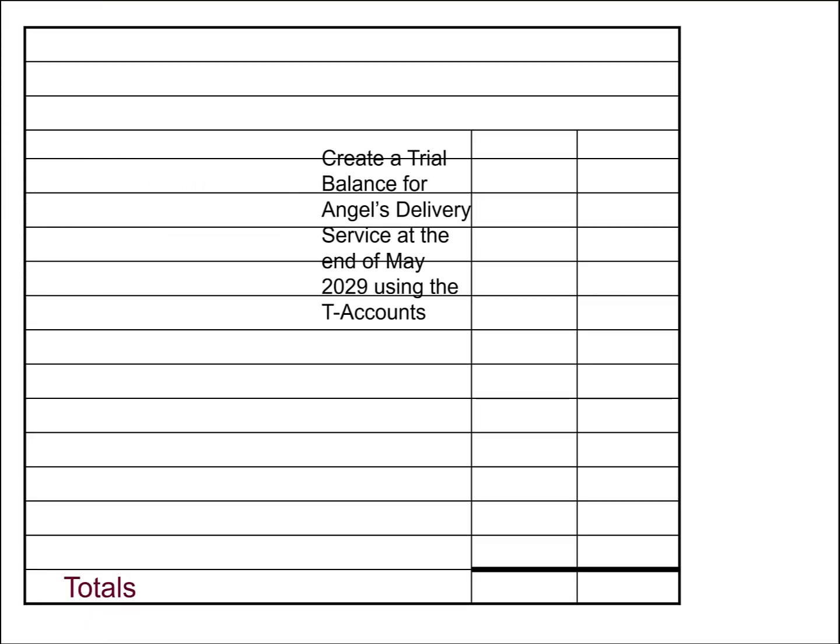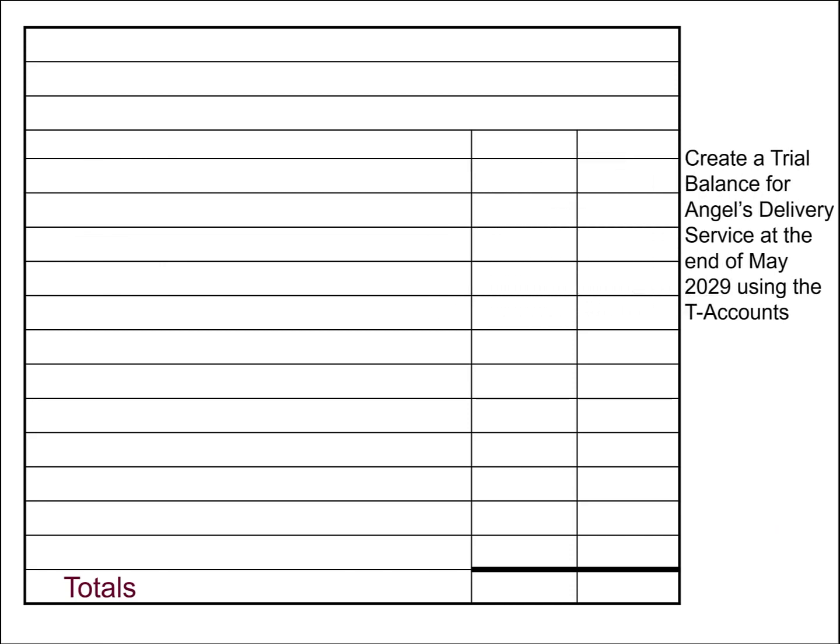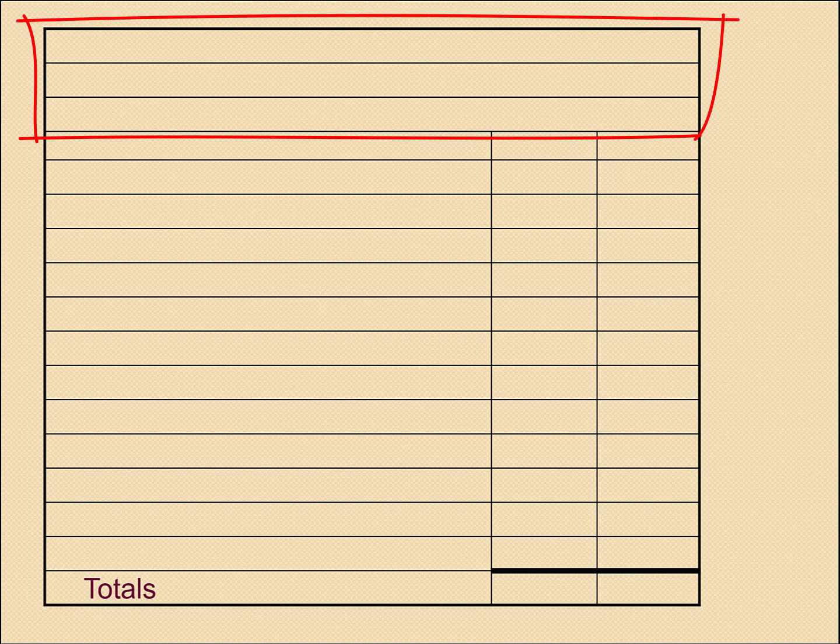So make sure you have this printout from Canvas, and we're going to create a trial balance for Angel's Delivery Service at the end of May in 2029. So the trial balance, just like the financial statements, has a three-line heading. Do you remember what the first part of the three-line heading is? It's always the name of the company. And remember, the name of the company is Angel's Delivery Service. So what's the second line? The second line is the name of whatever piece of paper we're looking at. In this case, it's the trial balance.